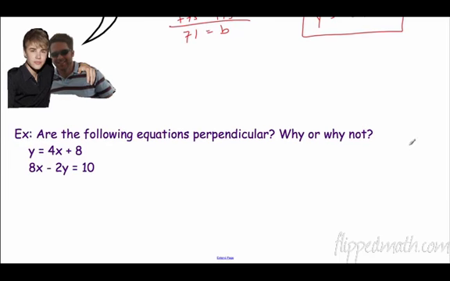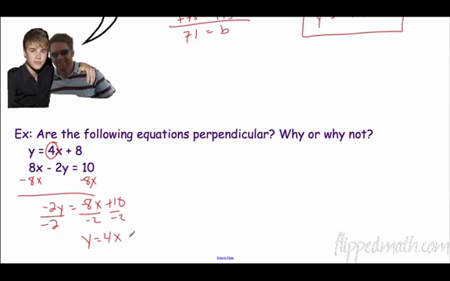All right, so let's try this one. Are the following equations perpendicular? Why or why not? So we know the slope of this one is 4. We don't know the slope down here. We need to subtract 8x. So we have negative 2y equals negative 8x plus 10. Divide by negative 2. So we have y equals 4x minus 5.